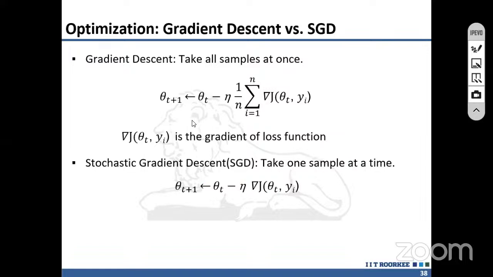Now there are different techniques. Some of these techniques are gradient descent, stochastic gradient descent, momentum, RMSProp, Adam. There are different techniques, so I'll discuss some of them, if time permits.